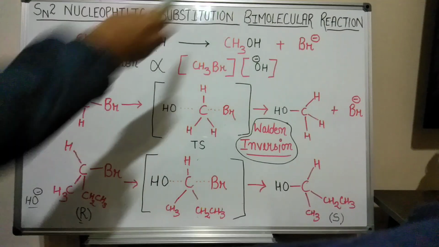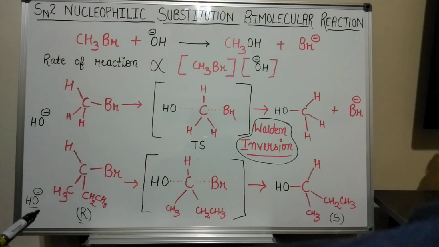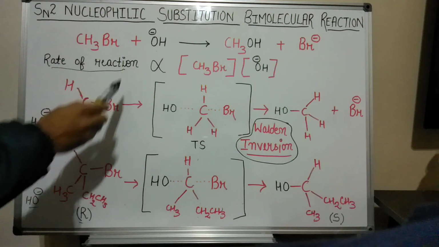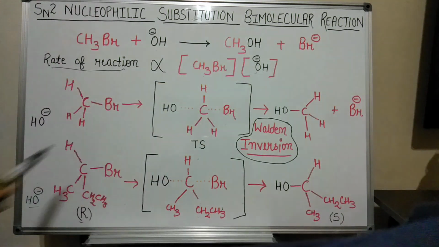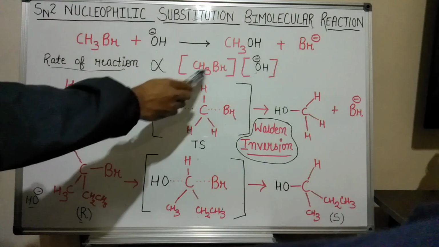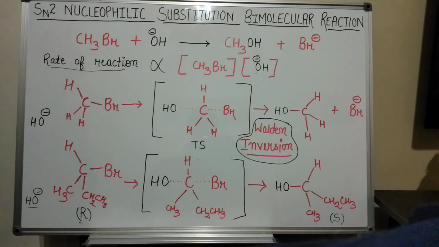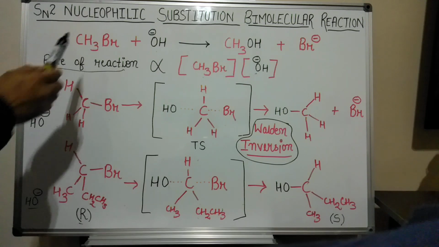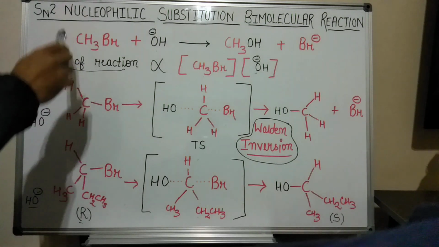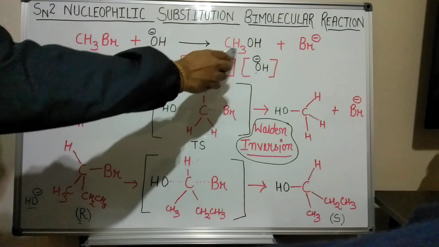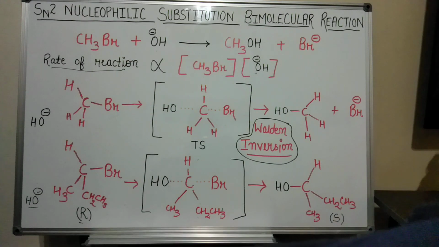And the meaning of bimolecular in this reaction is that the rate of reaction depends on the concentration of both reactants. In other words, the concentration of methyl bromide and hydroxide ion. So what does this mean? Let's say if you double the concentration of methyl bromide in this reaction, the rate of formation of methanol is going to be doubled.